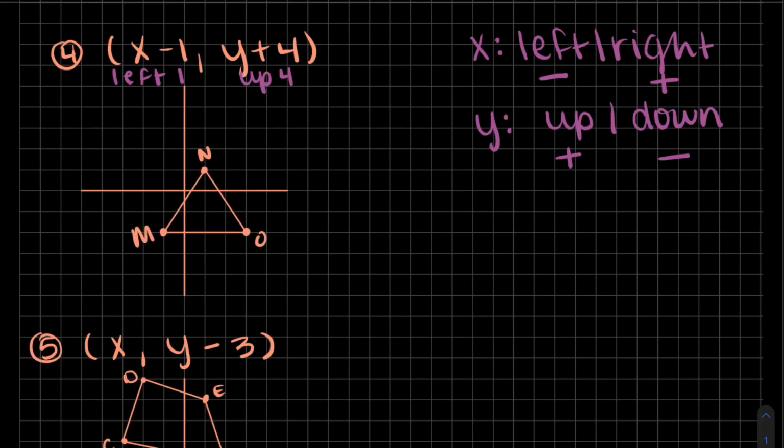So starting with M, I'm going to move it left 1 and then up 4. So this will be my new M. Moving to N, left 1, up 4. This will be my new N. And then finally O, left 1, up 4. That will be my new O. Now the final step is just to connect the points. And you will see you have your new triangle, and it is moved as we were asked to do, left 1 and up 4.